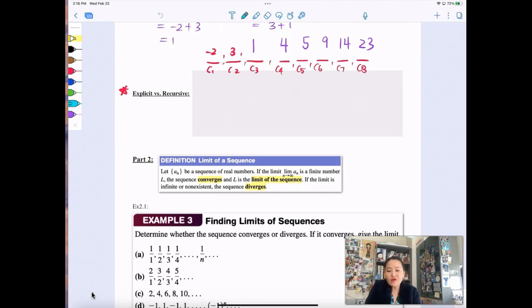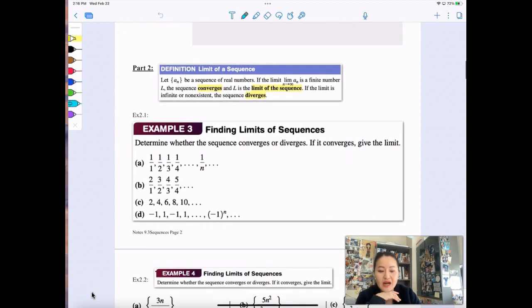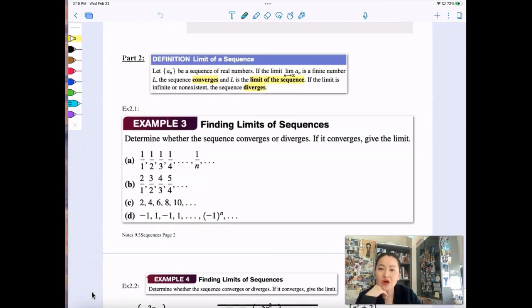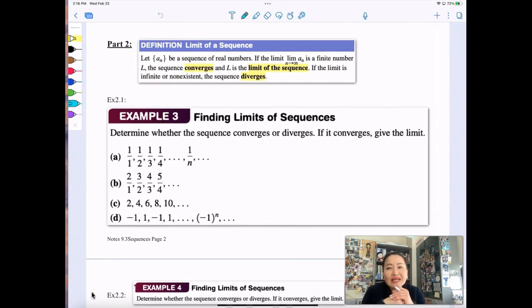Now, I want to go over a little bit of a calculus concept with you. It's called limits, and that's on part 2 here. Limit of a sequence. Yes, sequences could also have a limit. Let a sub n be a sequence of real numbers. If the limit, listen to the way that I'm reading this, okay? The limit of a sub n as n approaches infinity is a finite number, L, the sequence converges, and L is a limit of the sequence. If the limit is infinite or non-existent, the sequence diverges.